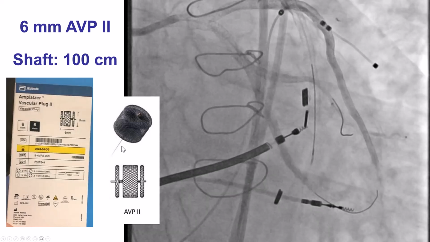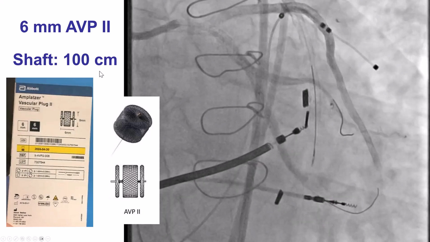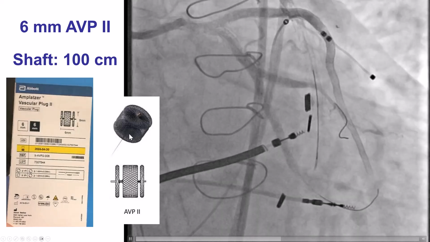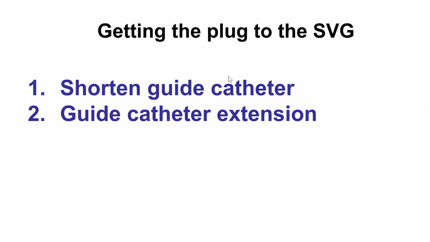Another thing that is important for deploying those plugs is that their shaft is 100 centimeters. So to deliver them, we have to have a short guide catheter. If the guide is long, then we won't have enough reach of the shaft to deliver the vascular plug. The steps for getting the plug to the saphenous vein graft are, number one, to either use a short guide catheter or shorten the guide catheter. We typically use 90 centimeter guides for the retrograde approach, so that's not an issue. But if we're using 100 centimeter guides, we need to shorten them. And then we typically deliver those plugs using a guide catheter extension.